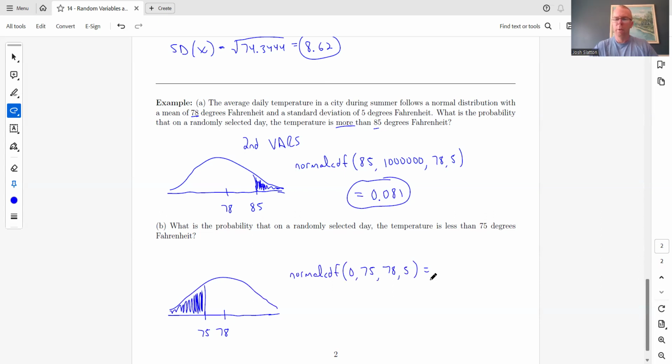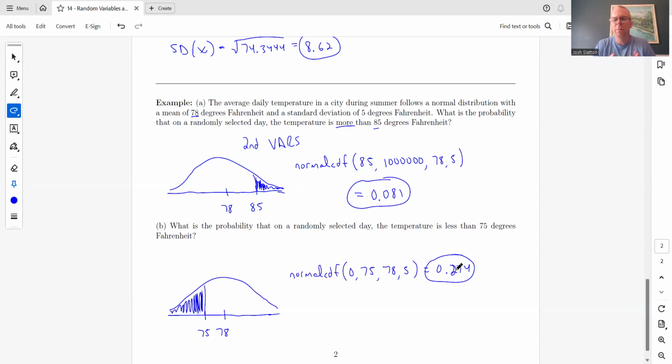And we get 0.274. So these problems are exactly the same as back in chapter 5. So if you're good with those, then it should be a quick little review, and you should be good with them now.